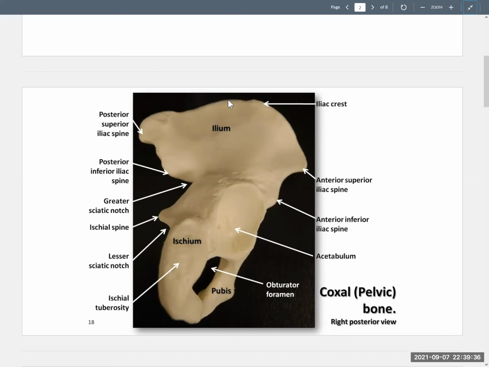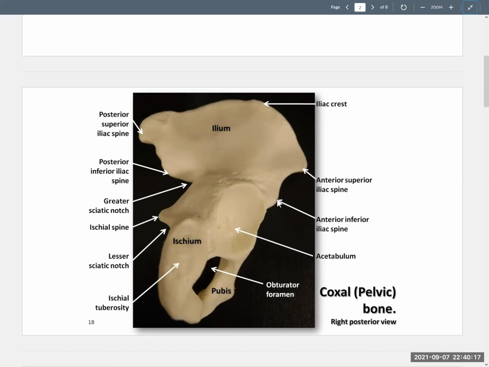Now, we're going to have to figure out where's the front and where's the back of this bone. Where's the anterior? Where's the posterior? Well, it's kind of easy when it's labeled like this, but come this way to this spine. This is the anterior superior iliac spine. And if you were able to drop 1 inch or so below that, it's the anterior inferior iliac spine.